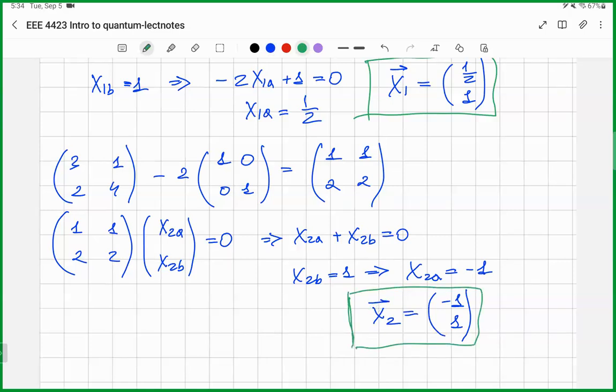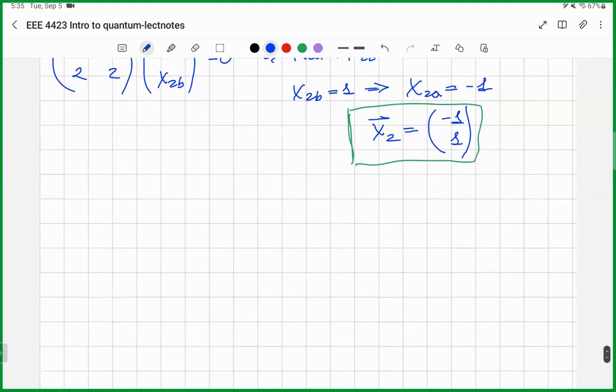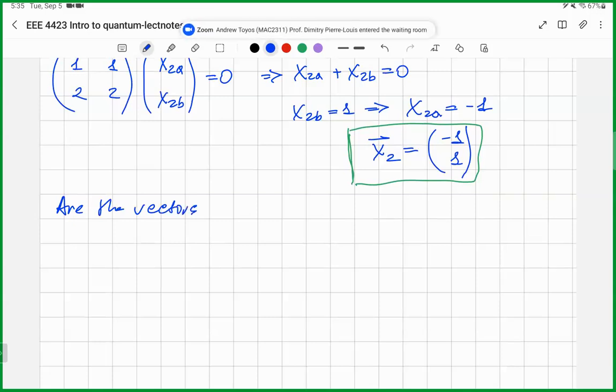Okay, so this is more or less the procedure of finding the eigenvectors and eigenvalues of a matrix or operator represented in matrix form. Also, let's determine whether the vectors are orthogonal or not.